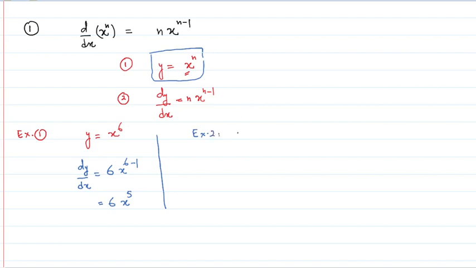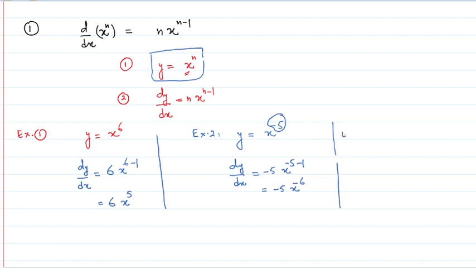Suppose y is equal to x raised power minus 5. This is also in the y is equal to x raised power n form. So we will write dy by dx. Here now the n will be minus 5, the whole one, minus 5 x raised power minus 5 minus 1. This will be equal to minus 5 x raised power minus 6.